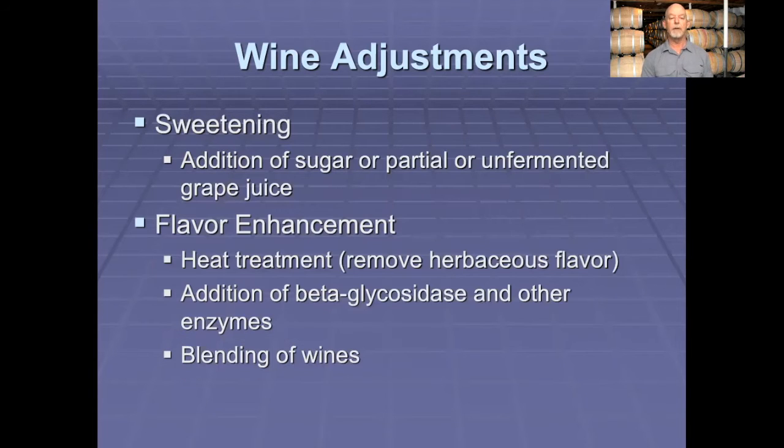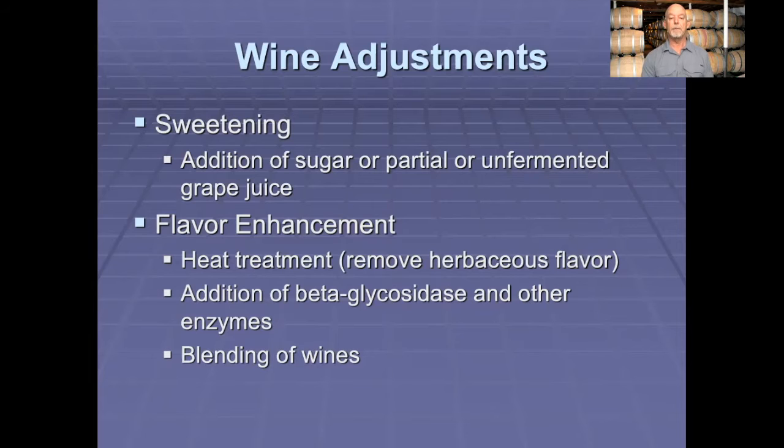If the wine style you desire to make is a sweeter wine, then one can add sugar to the wine after the fermentation is complete. One could stop the fermentation before it's complete, but you could also add partial or unfermented grape juice to your wine to enhance the sweetness of the wine.